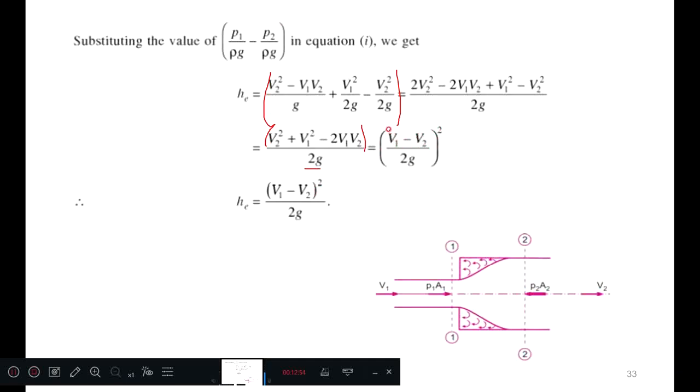So the equation is (V1 minus V2) whole square by 2g. This equation gives us the loss due to sudden expansion, or energy loss due to sudden expansion. That is, velocity at section 1 minus velocity at section 2, whole square by 2g. So this is the equation.